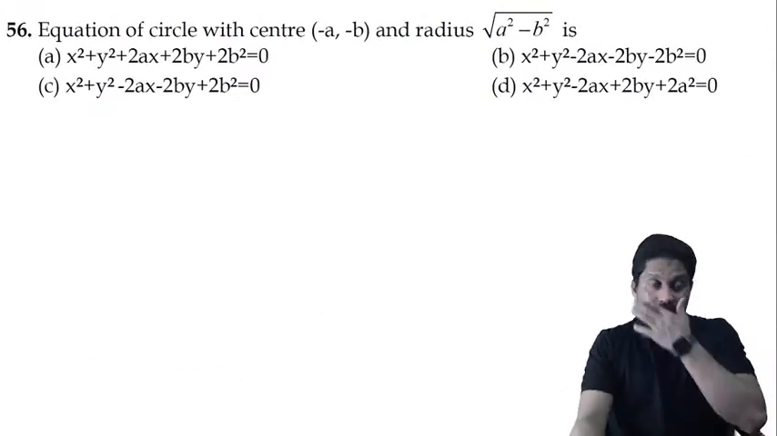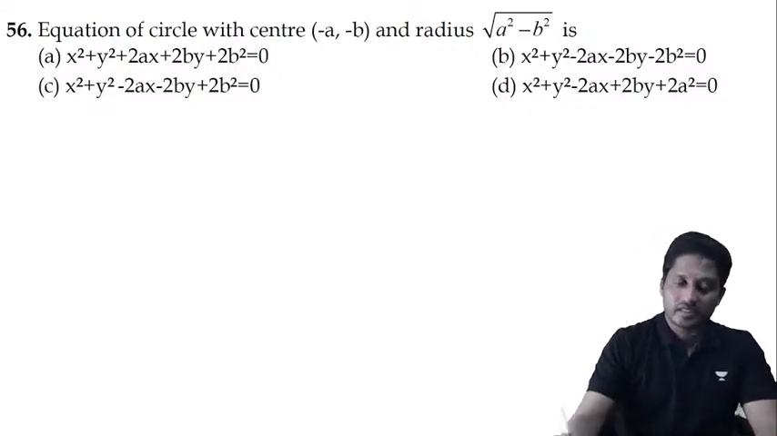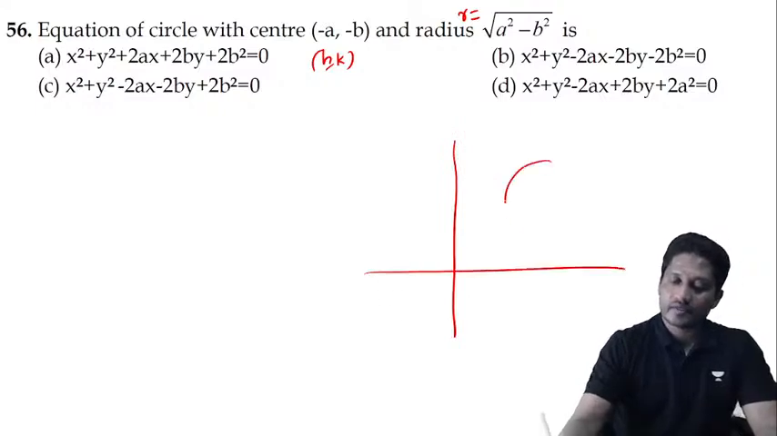Question number 56. Equation of a circle with center minus a comma minus b and radius. This is easy. This is h comma k, right? And this is the radius. If you know the center and if you know the radius, suppose you have a circle, you know the center h comma k, radius is r.